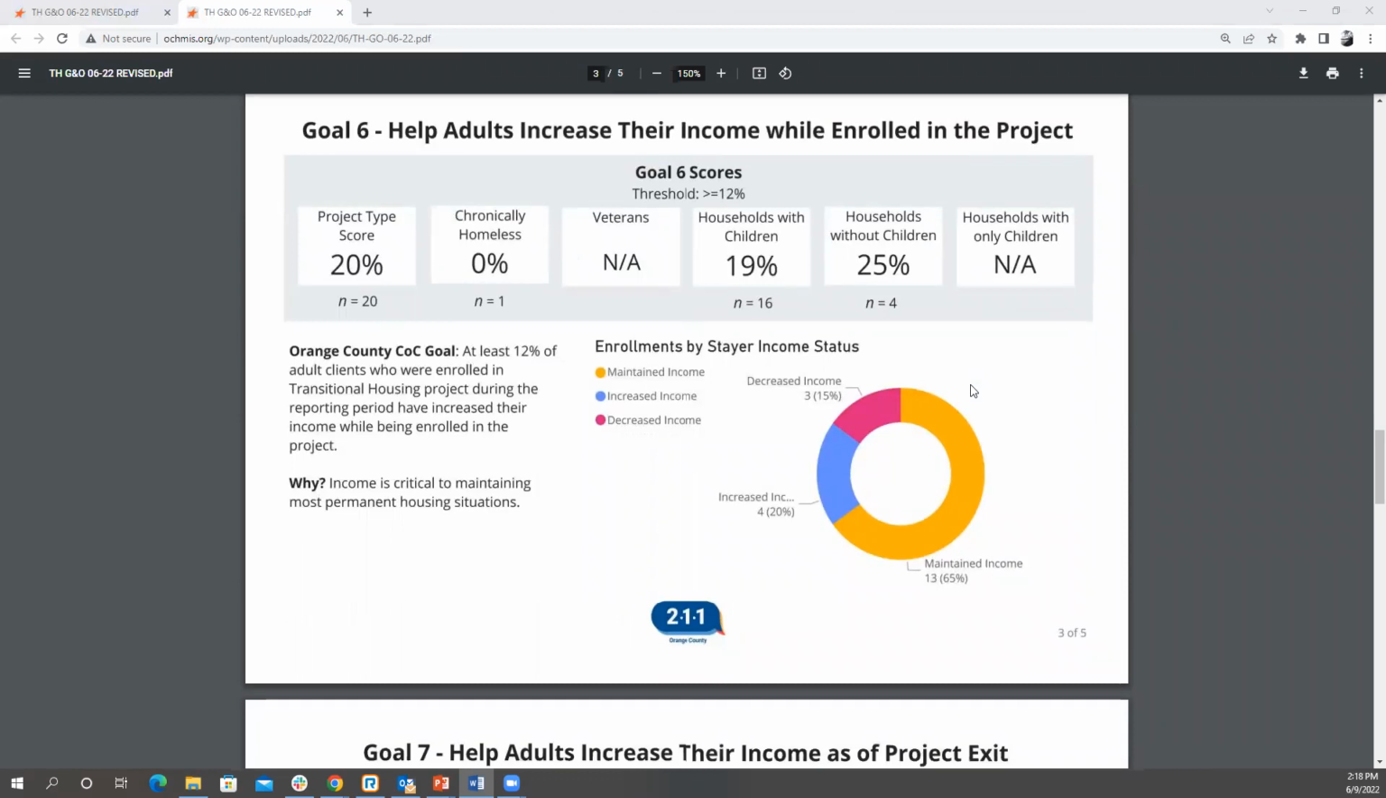Goal 6 is looking at clients that increase their income while enrolled in the project. You can see the number of clients included in this measure is pretty low, which is standard because the client has to be enrolled for at least a year in order to be included. The good news is that 85% of all clients either maintained or increased their income, which is great. Only 15% had a decrease.